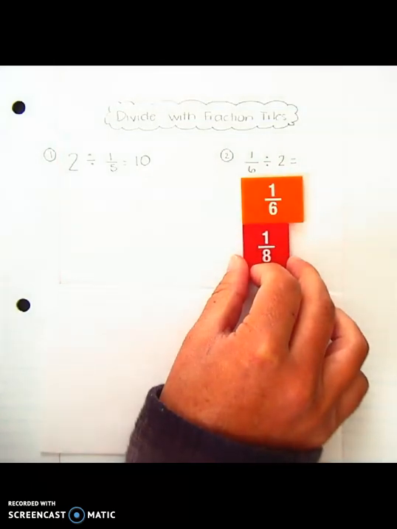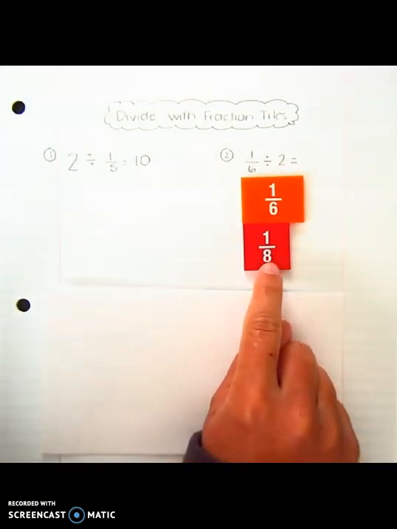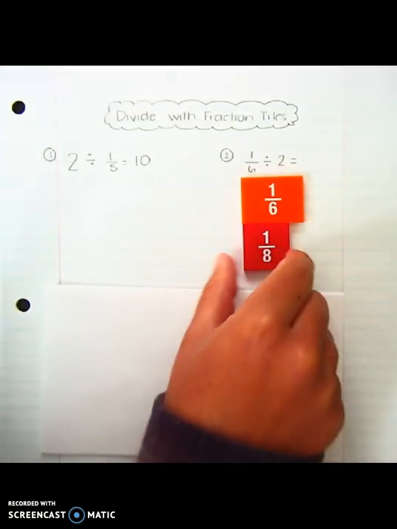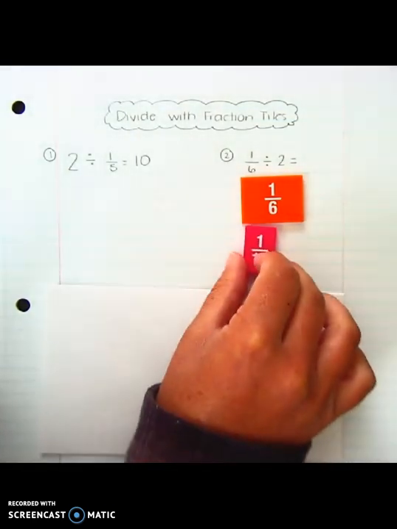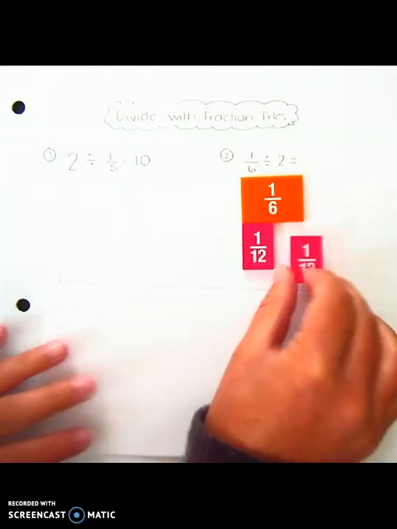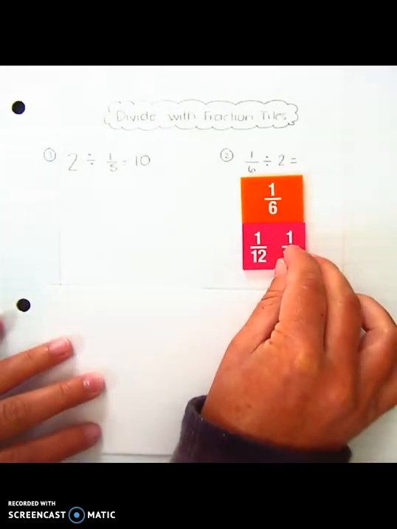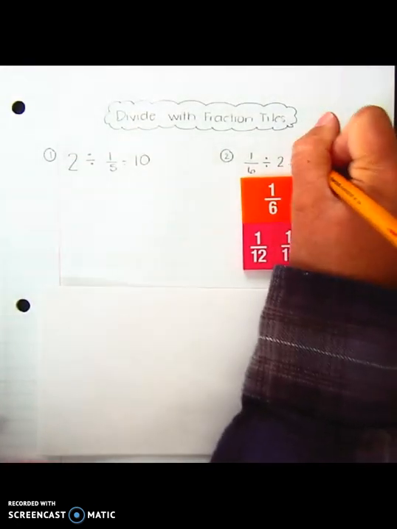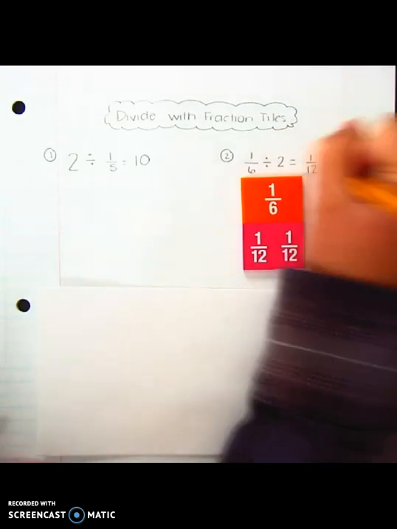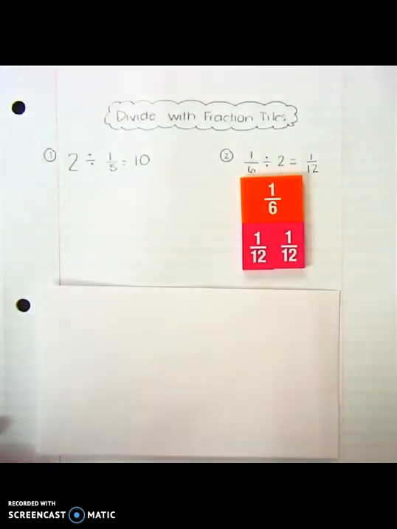For example, if I line up 1/8, I know that that's going to be much too big to fit two of those pieces underneath. So I could try different fraction tiles until I find the one that I need. In this case, 1/6 divided by 2 is going to give me 1/12 because the pink 1/12 tile is the tile that lines up perfectly underneath the 1/6 two times.